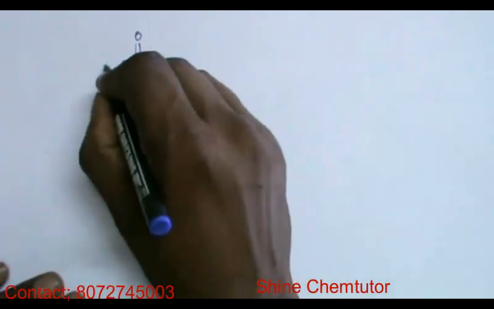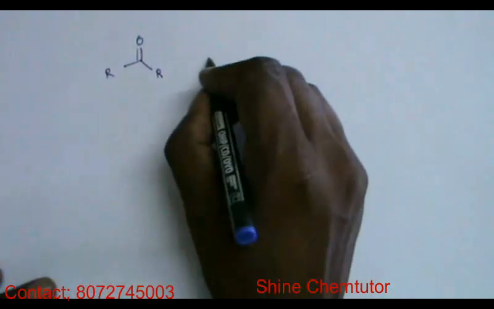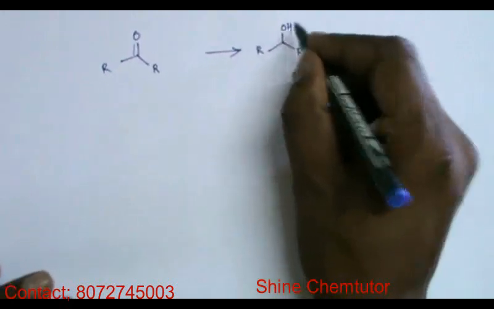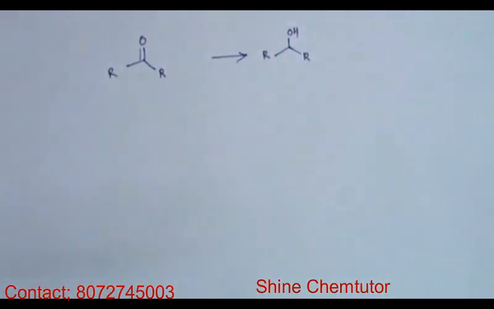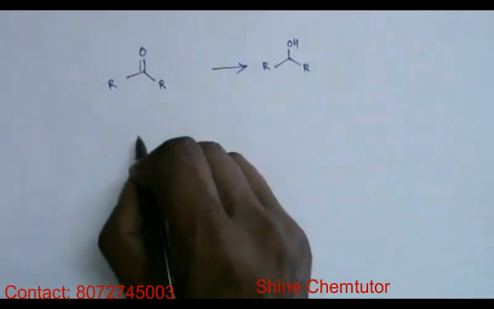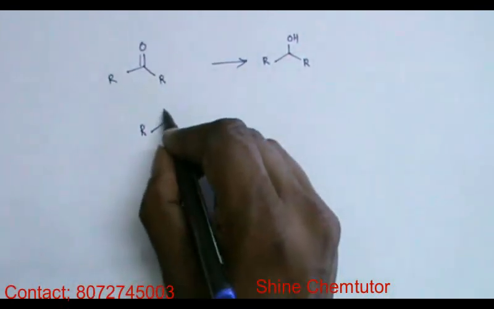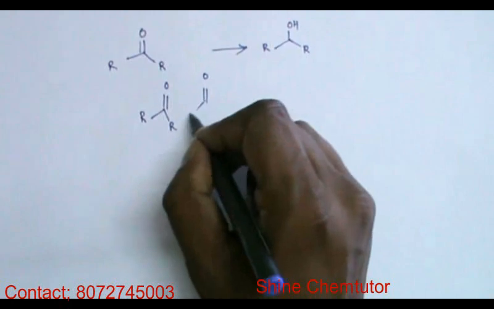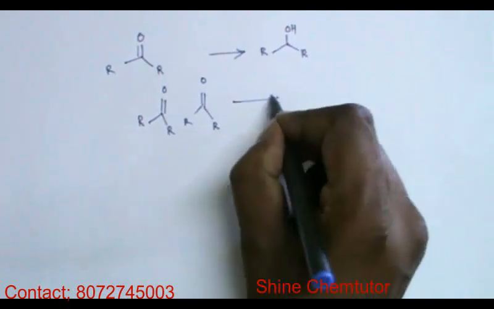What about ketone? Can we reduce ketone with sodium? Yes, we can reduce. It can be converted to the corresponding alcohol. The mechanism is same. But this can be easily reduced by sodium borohydride. So the condition with sodium borohydride is somewhat easy. But this particular method is generally used for the preparation of pinacol.